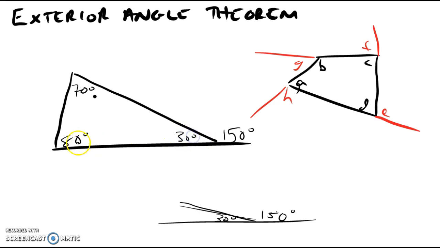And we can do it this way too. 80 plus 70 is 150. 180 minus 150 is 30. So we can either do it this way to figure out what this angle is, or we can do it this way to figure out what that angle is. Therefore, this plus this is equal to this. So let's look at a couple problems.